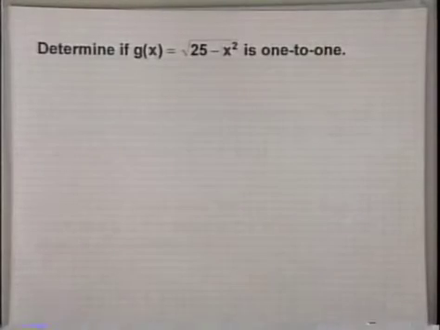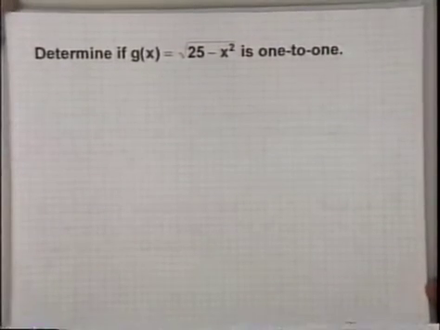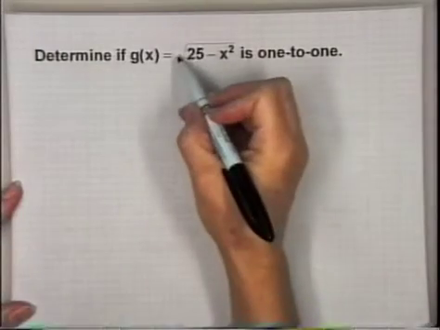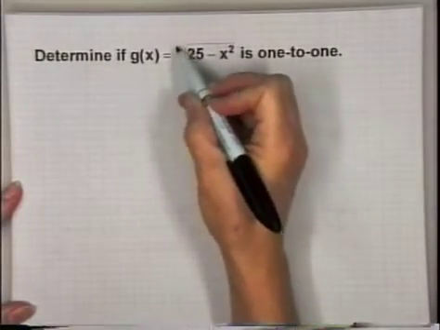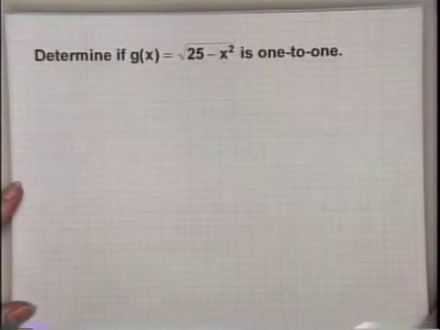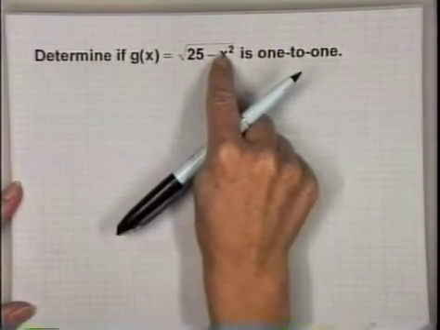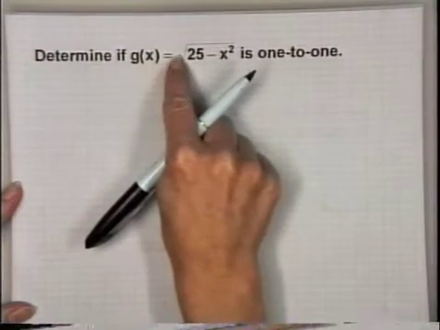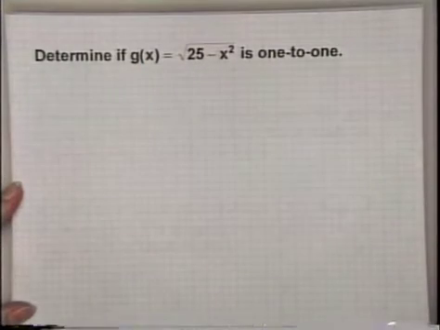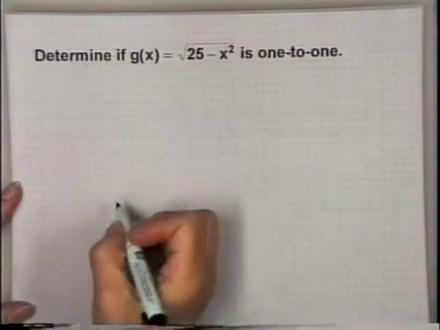Determine if g of x equals the square root of 25 minus x squared is 1-to-1. Well, let's see. Recall that square root here with no sign in front means principal or positive square root. That's important here because whenever we choose an x and we substitute in here, when we get a y value, we're only going to get the positive square root. So each x will only give us one y value answer. This is a function. Now, let's determine if this is 1-to-1.